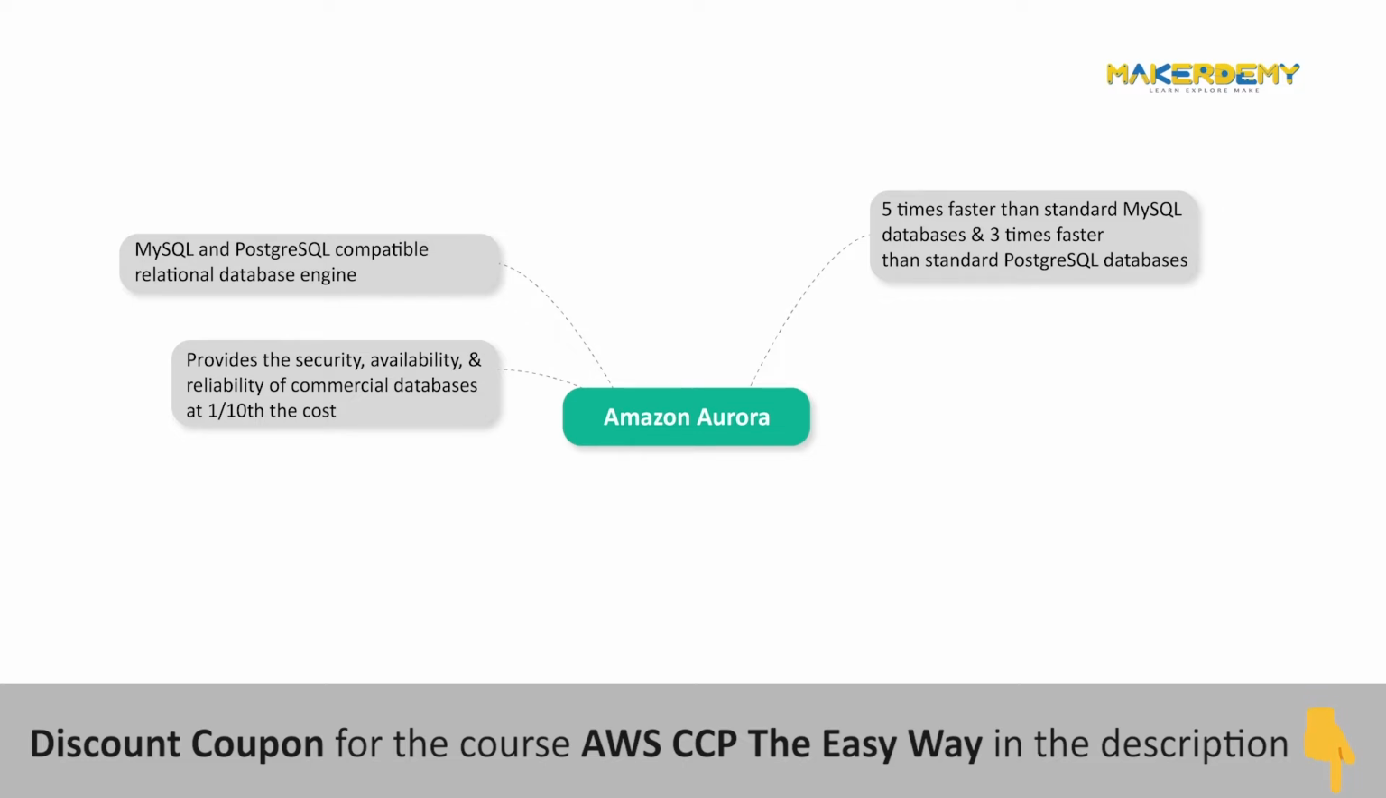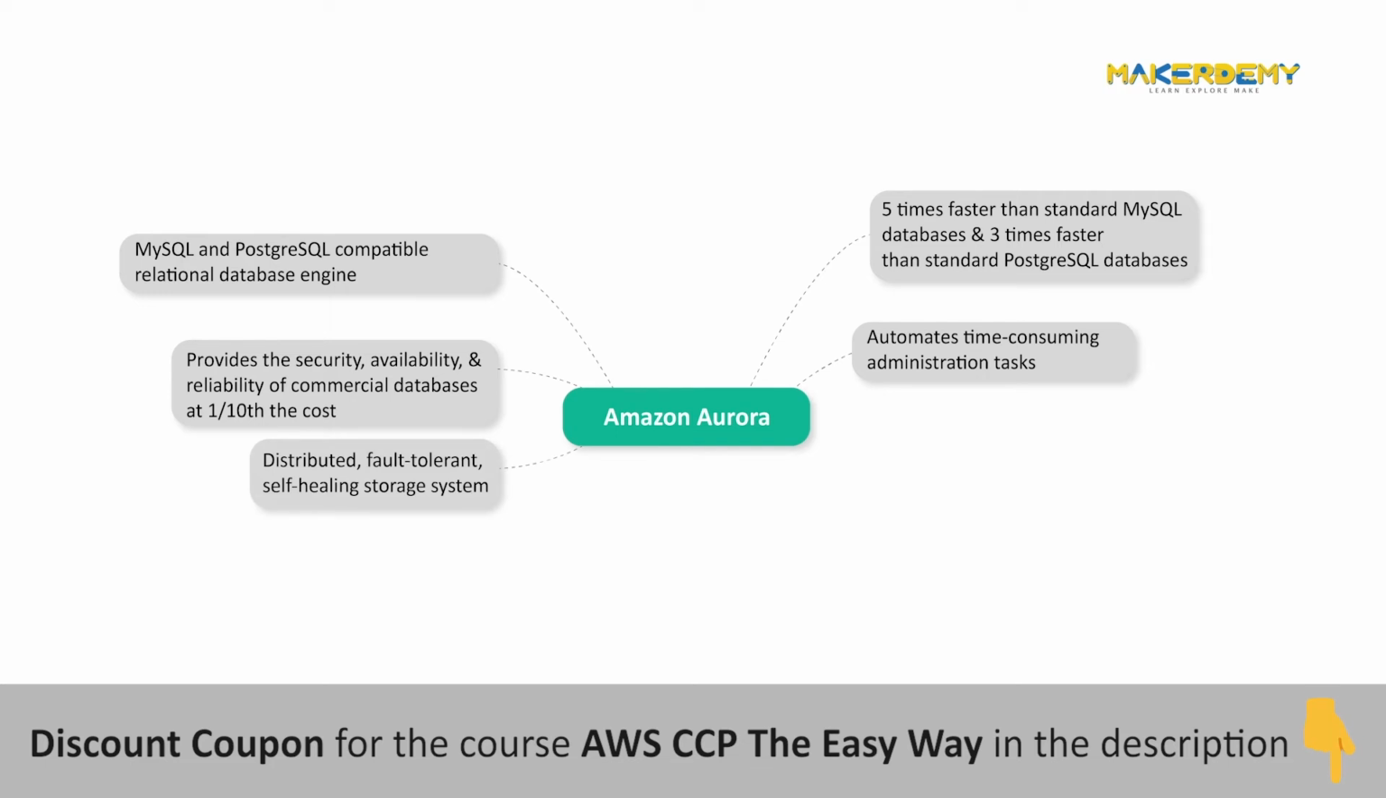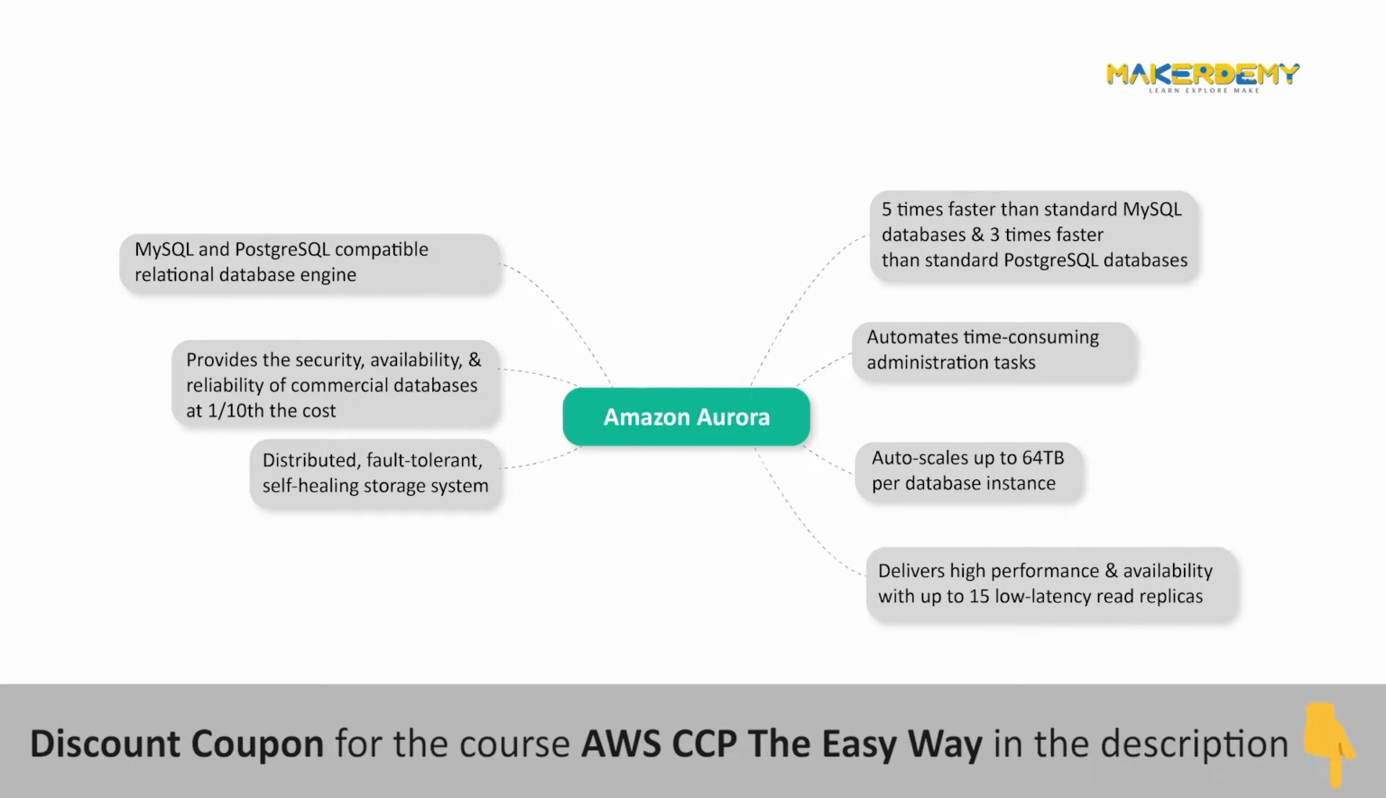Amazon Aurora is fully managed by Amazon Relational Database Service or RDS, which automates time-consuming administration tasks like hardware provisioning, database setup, patching, and backups. Amazon Aurora features a distributed, fault-tolerant, self-healing storage system that autoscales up to 64 TB per database instance. It delivers high performance and availability with up to 15 low-latency read replicas, point-in-time recovery, continuous backup to Amazon S3, and replication across 3 availability zones or AZs.